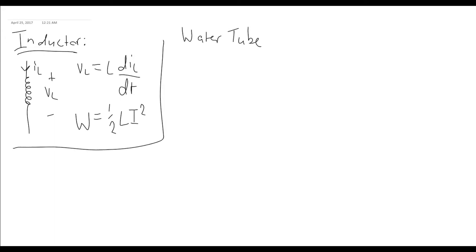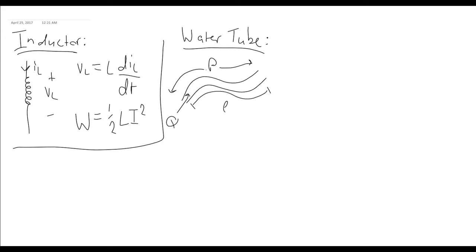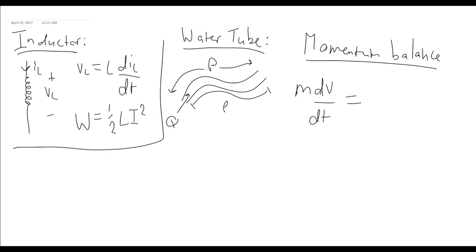The other equation that's important to us is the fundamental equation of an inductor. For this project, we're using a simple water tube as an inductor. The pressure difference across the terminals of the water tube is P. The length of the tube is L. Doing a simple momentum balance, we know that M dV by dt is equal to the force.